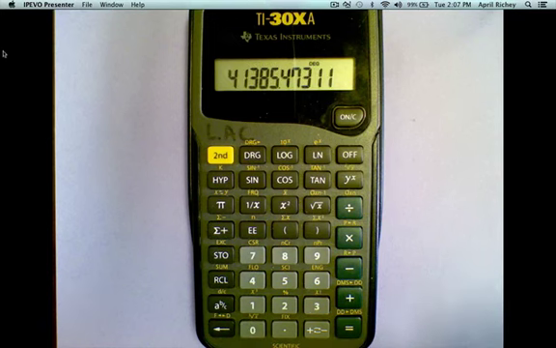Leave that in your calculator, and we're going to multiply by the 15,000. When I do this, this gives me 41,385.47311. This is my final answer, so this is the only number that's going to get rounded. So now let's write these steps out on paper.